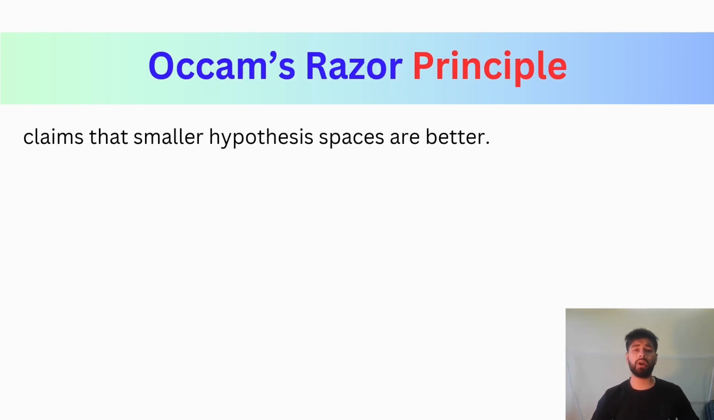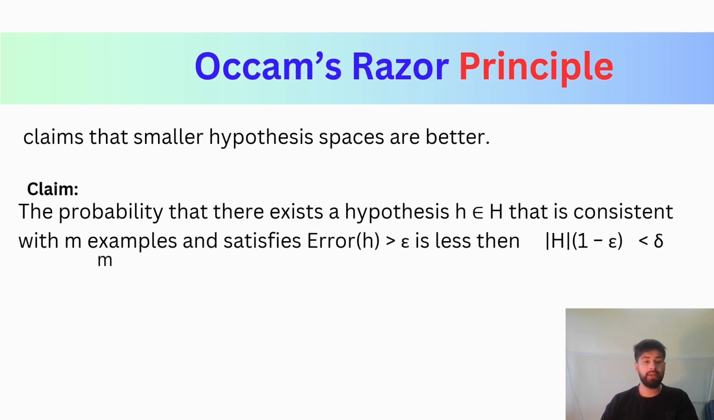So our next concept is Occam's razor principle. It claims that smaller hypothesis spaces are better. If I have to explain it briefly, it states that simpler hypotheses are better. In prediction theory, this means that if we have a smaller hypothesis space, we need fewer training examples to achieve good generalization. The probability that a bad hypothesis remains consistent with the training data decreases exponentially with more examples. This principle is essential when designing machine learning models because overly complex models might fit the training data well but fail on the new data. That is the problem of overfitting. So, it claims that simpler hypotheses are better, basically.